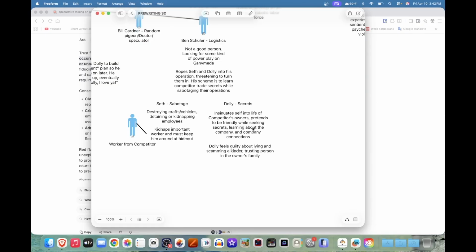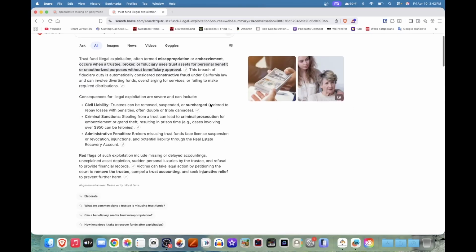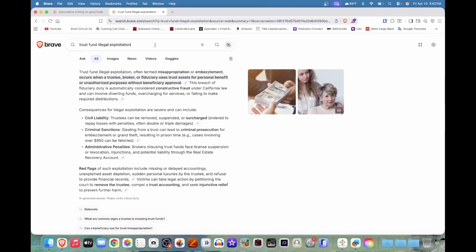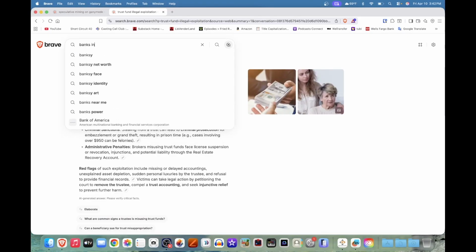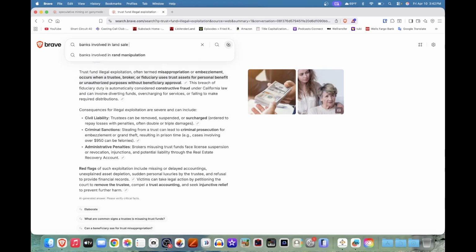What agency? What would be involved in a land war? What historical banks were involved in land sale scams?